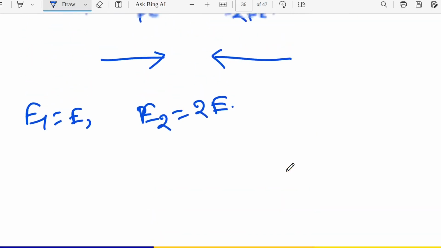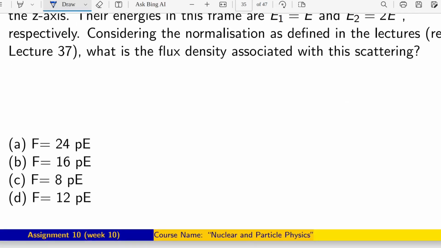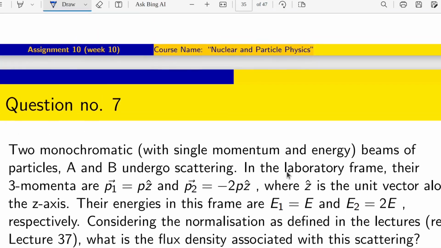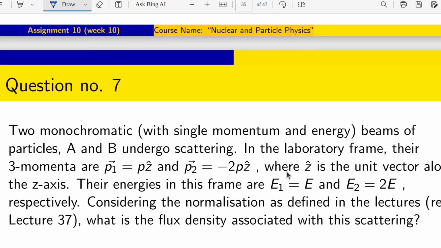So now coming to the answer to the question again. In that question you can see that the option is B here. F equals 16 P into E. So what we have done in that question, we have just taken two monochromatic beams of particles A and B, and we do that scattering for these two particles, and the momentum of these two particles is given, as well as the energies. So we have to just calculate what will be the flux density associated with this scattering, and it comes out that the answer is 16 P into E.